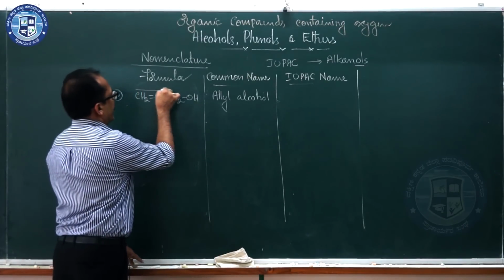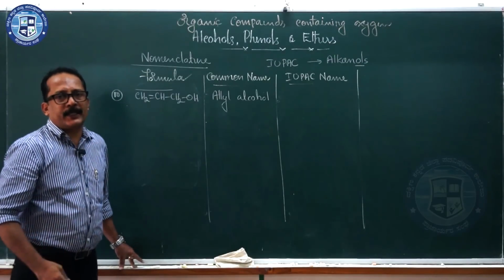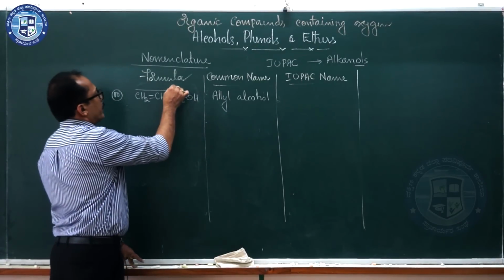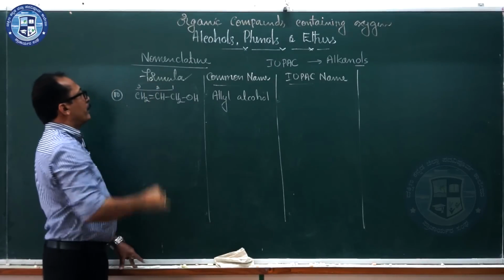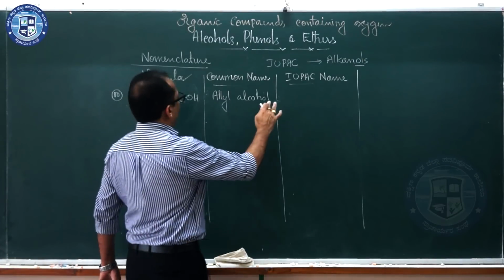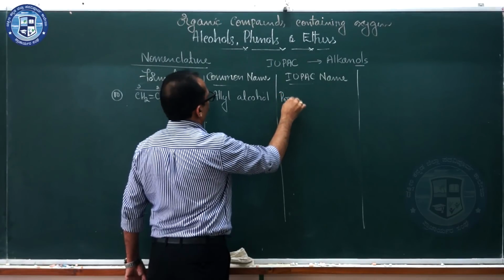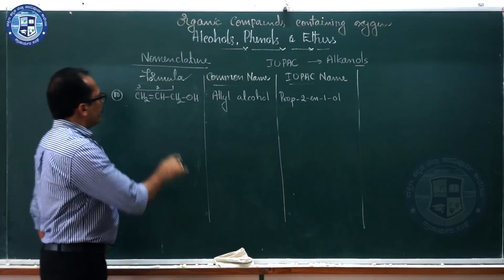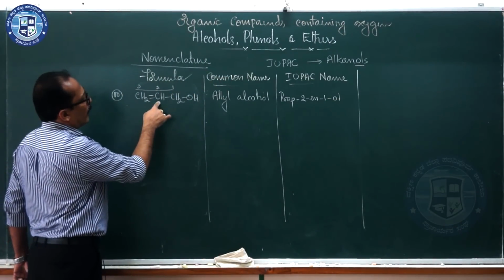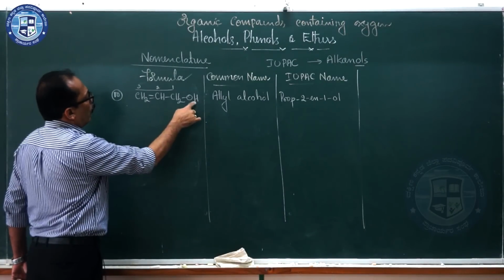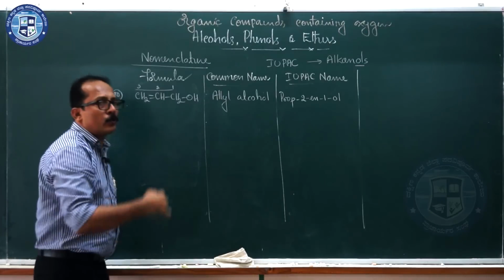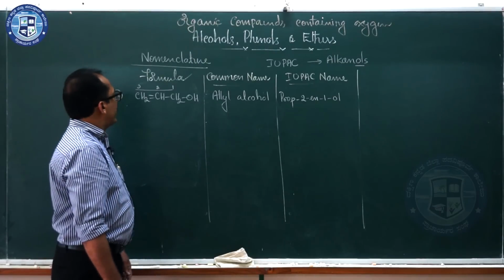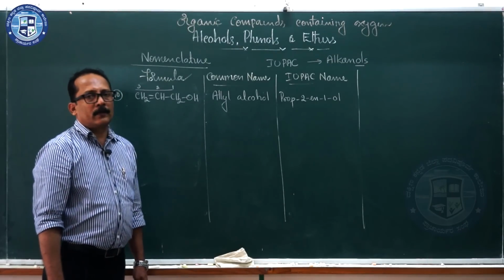Select the longest carbon chain. Now you have to number the carbon chain. From which side? While numbering, you have to give the least number to the OH group. This is the first carbon, second carbon, third carbon. So the IUPAC name is prop-2-en-1-ol. The double bond is at position 2 and 3, so you take the smaller number, that is 2, and the OH group is on the first carbon atom. Prop-2-en-1-ol is the IUPAC name for allyl alcohol.